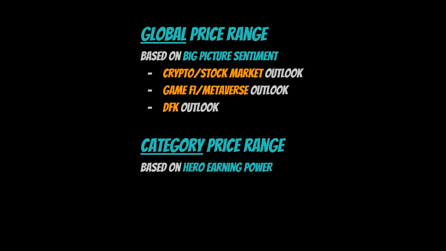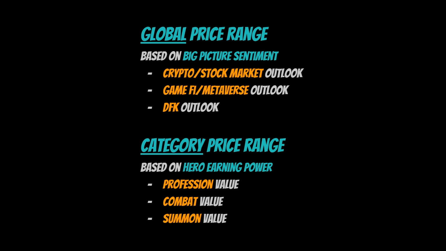So there are three general categories here. The first is the profession category. So this refers to the earning power of the hero of a particular profession. And next we have the combat category, which refers to the earning power of heroes that participate in combat quests and PvP. And lastly, we have the summon category, which refers to the earning power of the hero when it comes to summoning other heroes.